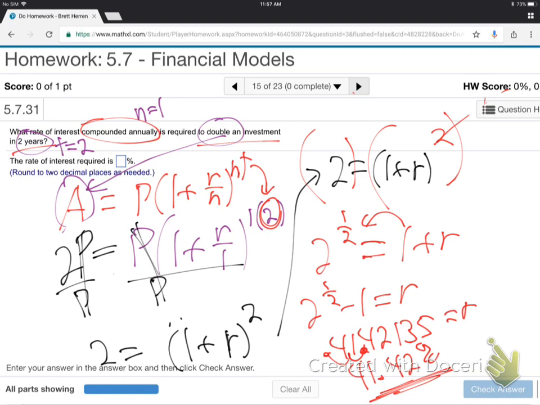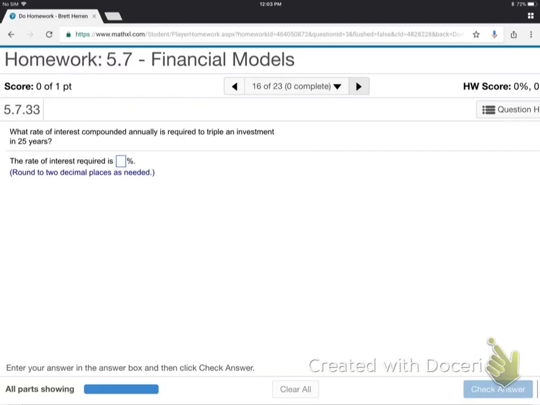If it bugs you the way I wrote it, feel free just to go square root on both sides. That's the same thing as a half power. So this is still just square root. It'll still come out the same. Same answer either way, half power is a square root. All right, so try that one. Triple an investment in 25 years.